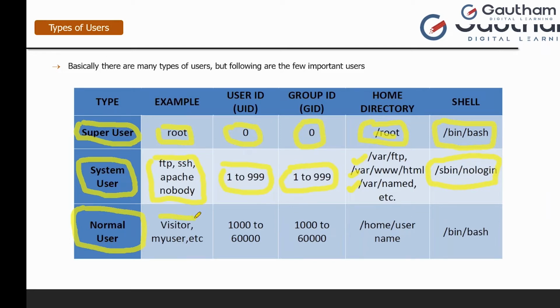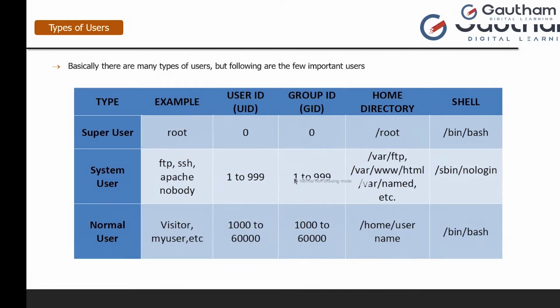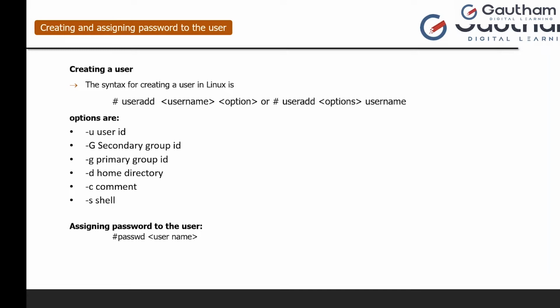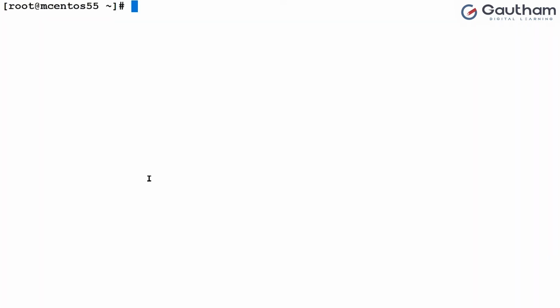Then the last type of user we have is a normal user, which is a very ordinary set of user. It can be any user with your name, my name, etc. The IDs reserved for them are 1000 to 60,000, the user ID and the group ID. And the home directory for every user will be /home and the username. Suppose you have a user Musab, so you will get the home directory /home/Musab. Suppose you have a user named Srinivas, so you will have /home/Srinivas, like that. And all the normal users will have the bash shell, given to every regular type of user in Linux.